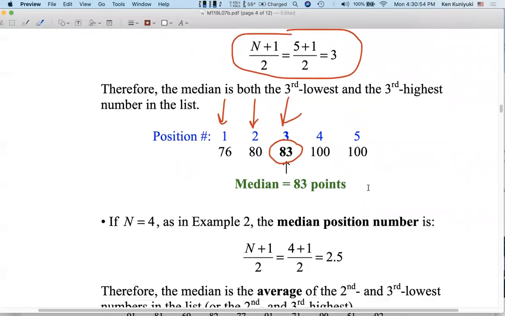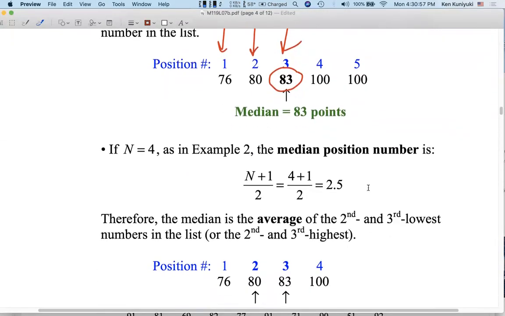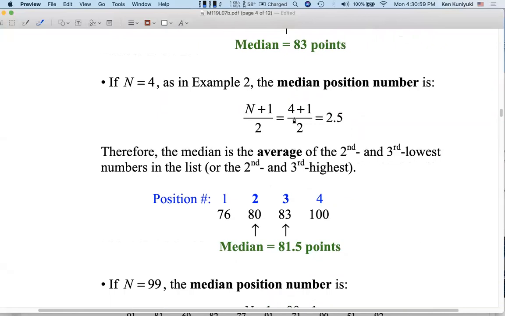Now, what if n equals 4? Well, then the median position number is given by 4 plus 1, which is 5, and then divide 5 by 2, you get 2.5. Now, there's no row 2.5 in an Excel spreadsheet. But what this means is that you take the average of the second and third lowest numbers. So in an Excel spreadsheet, once you've deleted the header row and sorted the values with any names or whatever, you want the average of the entries in row 2 and row 3.